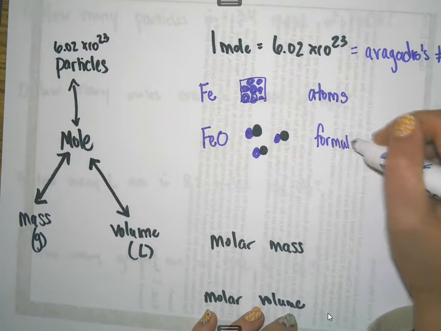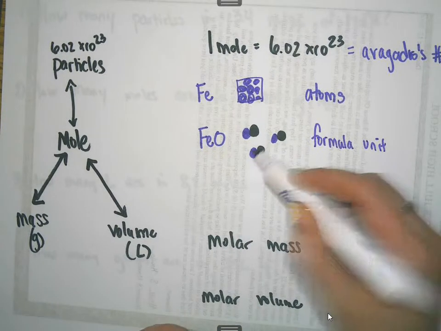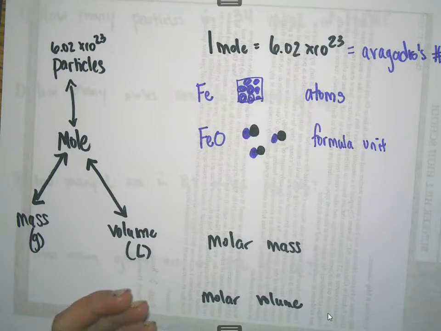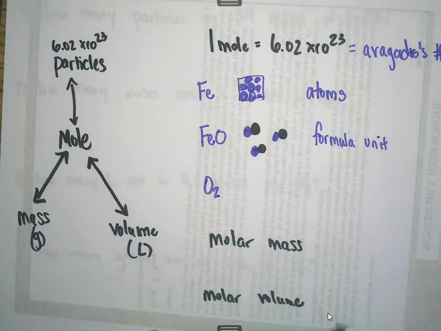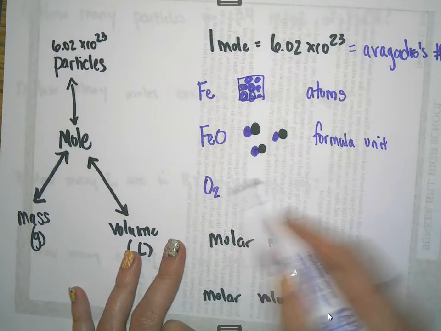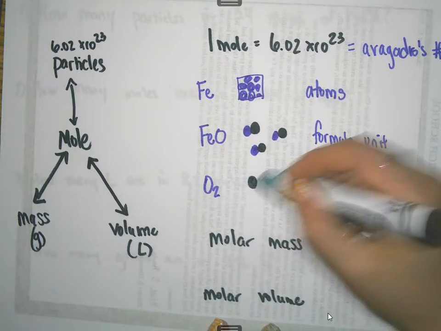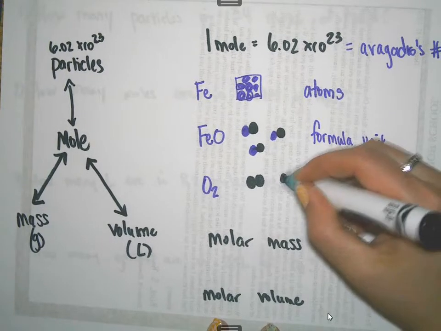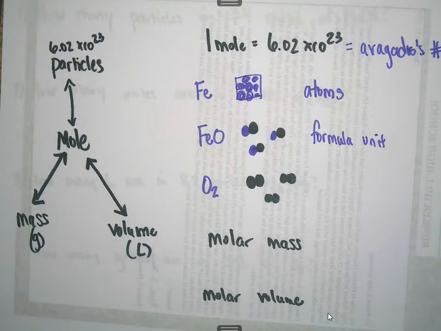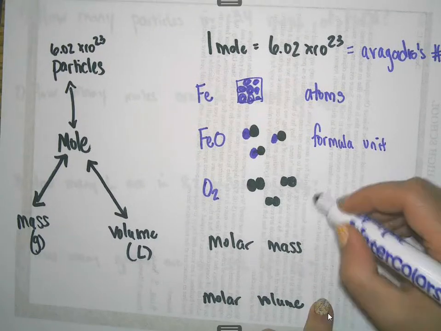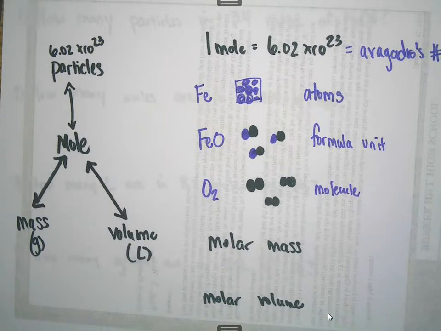It's called a formula unit because it's an ionic compound and it's in its lowest whole number ratio. It's the word we learned in chapter 7. And then if I had nothing but O2, O2 is two oxygens joined together in a covalent bond. Since they're covalent and not ionic, I don't use the word formula unit. We use the word molecule.